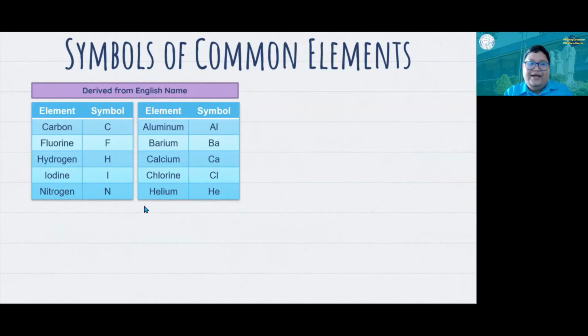There are also other elements which have two-letter symbols. We have here aluminum, which is Al. So take note, class, in writing the element symbol, the first letter must be capitalized, while the second letter or the other remaining letters must be in lowercase. Barium, Ba; calcium, Ca; chlorine, Cl; and helium, He.